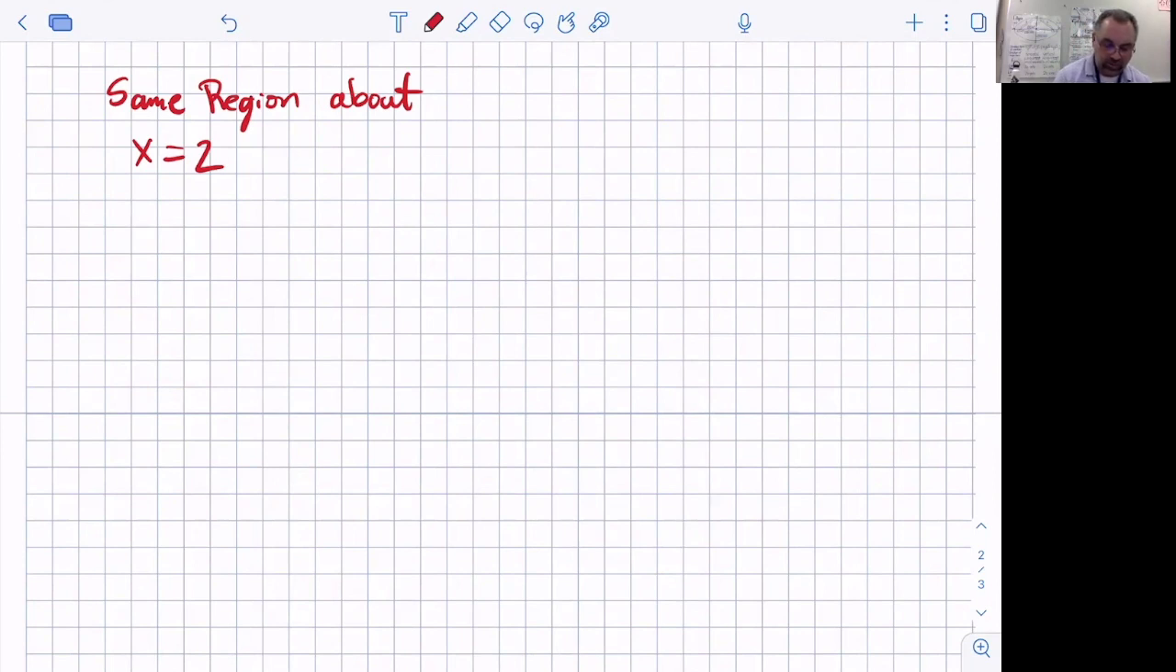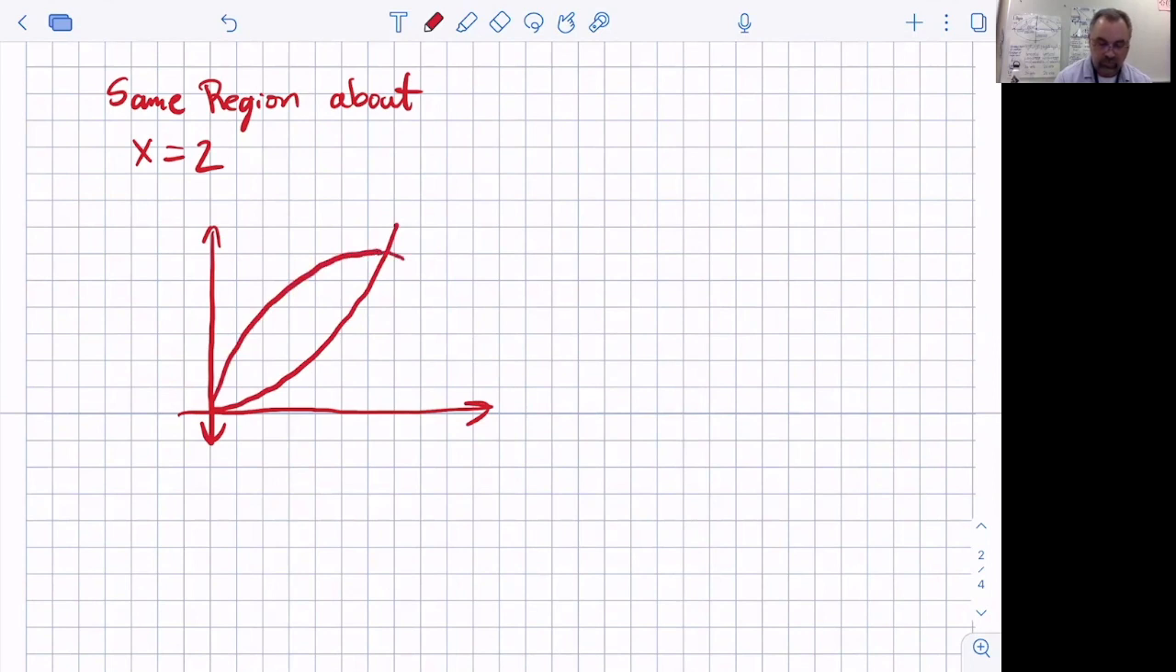I know what my shaded region looks like. Here's x squared. Here's square root of x. There's my region.